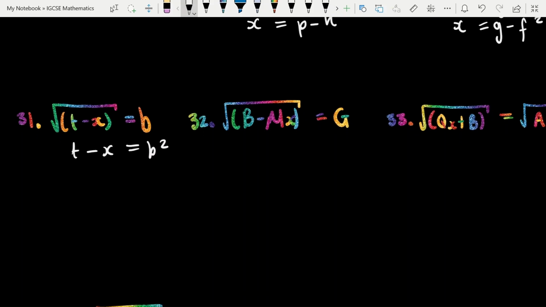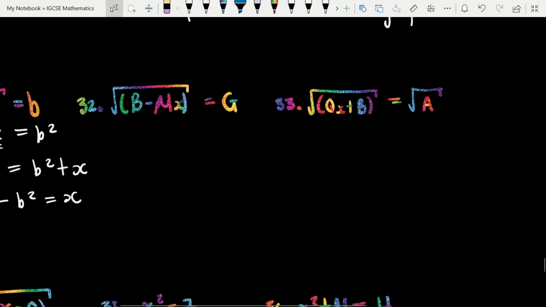Then what do I do? I see my subject, this x, is negative. I have to take it to the other side to make it positive before I start doing subject of the formula. It's going to be b squared plus x is equal to t. Now that it's positive, I can go ahead and make it the subject. How? By taking everything that's not x to the other side. And what is that? B squared. So t minus b squared is now equal to x. Right? You're done.